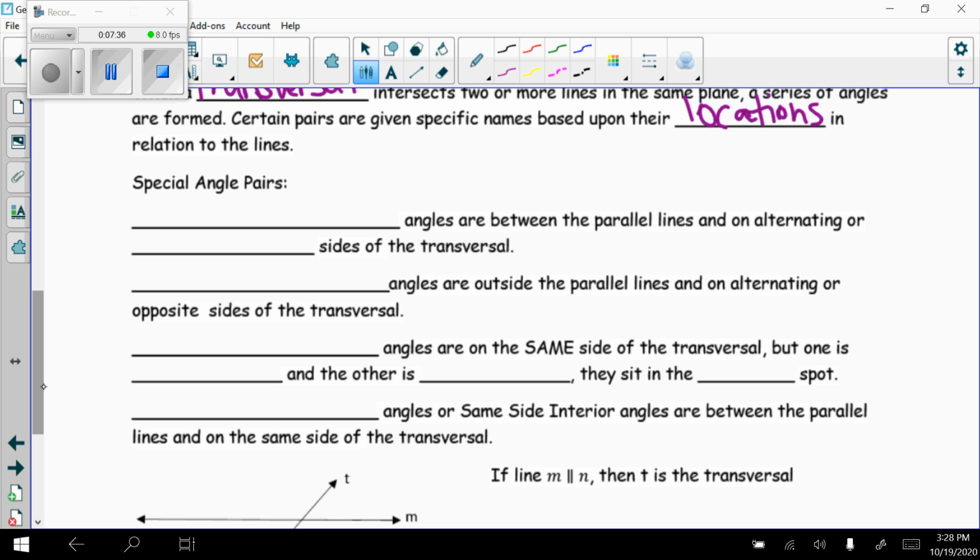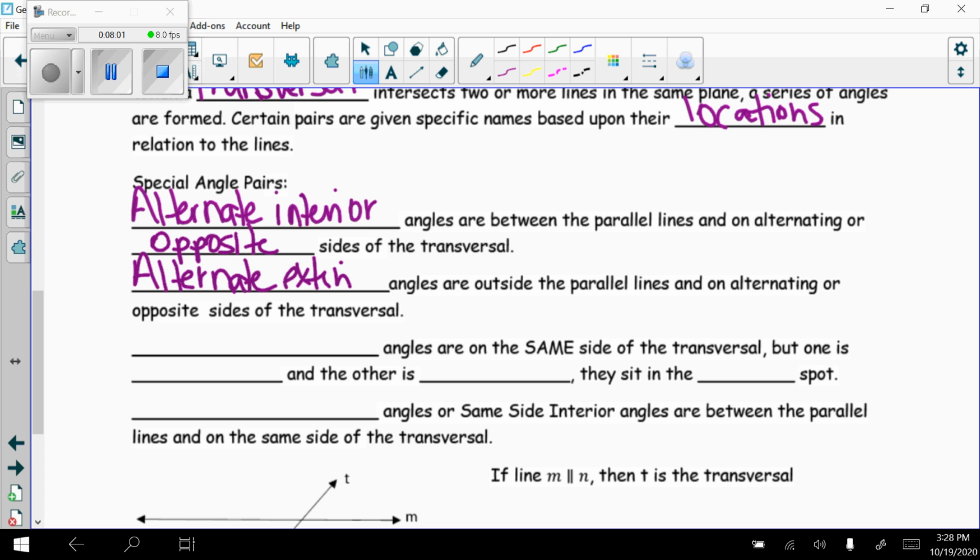We have alternate interior angles. So alternate interior angles are between the parallel lines and on alternating or opposite sides of the transversal. Then we have alternate exterior angles. These are angles on the outside of the parallel lines and on alternating or opposite sides of the transversal.